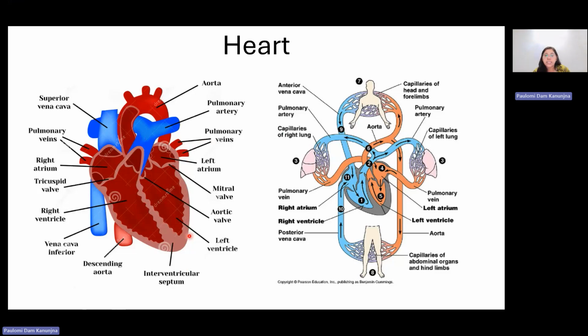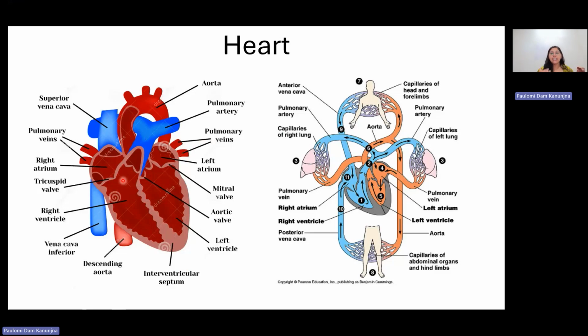So what are these chambers and walls of the heart? As you can see here, chambers and walls. Chambers are these four regions in the heart. You have the right atrium, you have the right ventricle. The top portion is called the atrium. The lower chambers are called the ventricles.